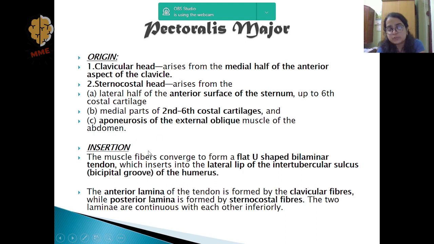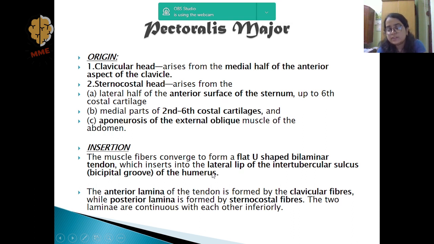It will be easier for you to remember later on when you see a picture. Insertion of pectoralis major: it gets inserted into the lateral lip of the intertubercular sulcus or bicipital groove of the humerus. The bicipital groove is a feature of the upper end of the humerus. Basically, the pectoralis major is inserted onto the lateral lip of this bicipital groove.